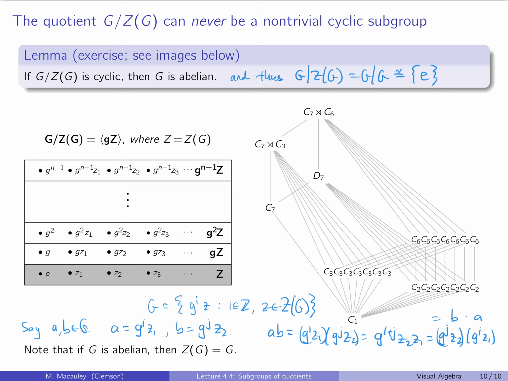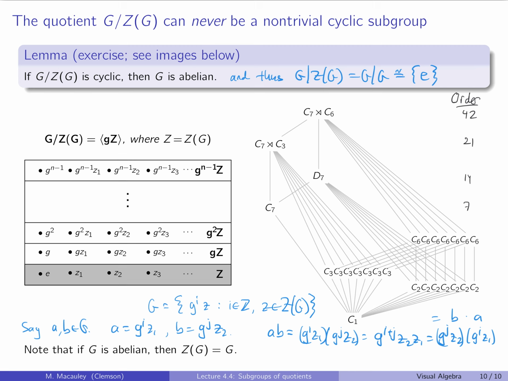What this means for subgroup lattices is that the center can never be too high up in the lattice. So here's C7 semi-direct product C6, which is order 42. And the other subgroups have order 21, 14, and 7. And these have to be normal because they are the unique subgroups of their order. So we know that we can take the quotient of G by them.